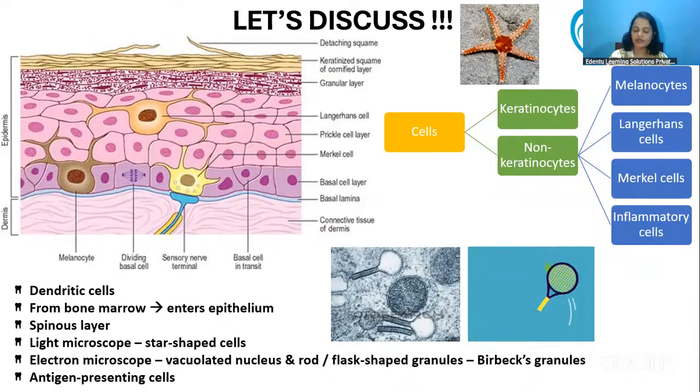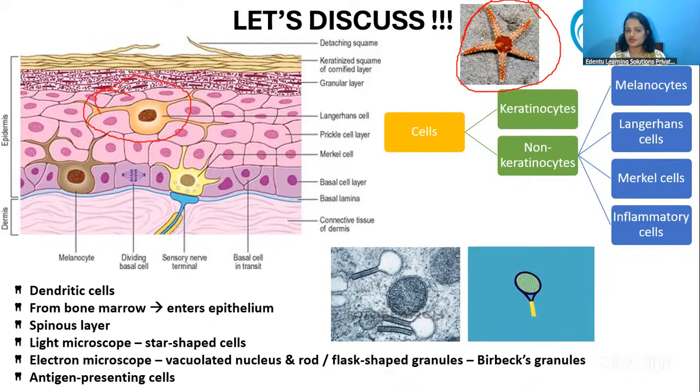If you look at this Langerhans cell under a normal microscope, it will appear something like this, just like a starfish. The star-shaped cells like this will be present in the spinous layer. So these are the Langerhans cells, usually present in the spinous layer, and they appear something like a starfish.